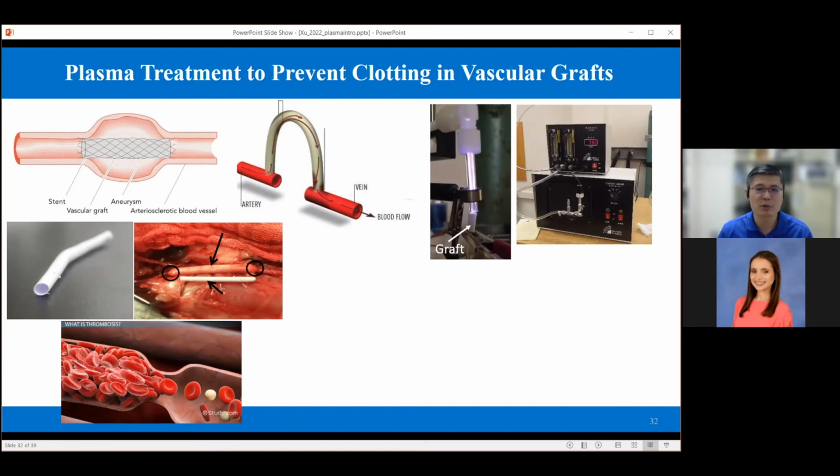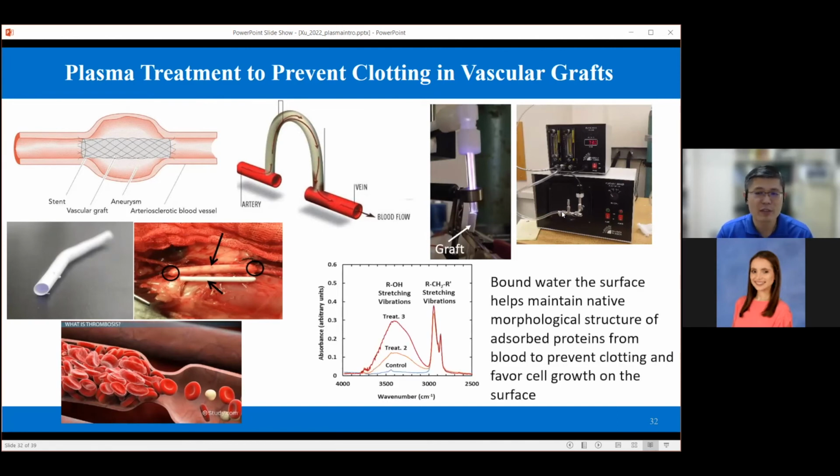So we treated the vascular graft with 2 different types of plasmas, and they found that it does indeed change the morphological structure of the surface, which helps absorb proteins to prevent clotting and favor cell growth.